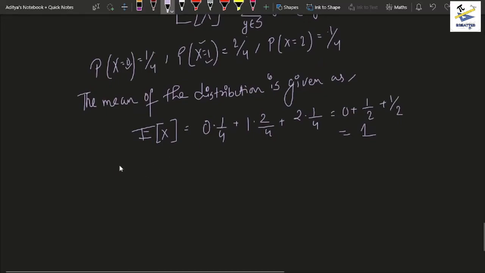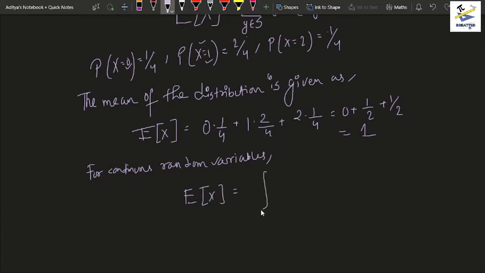In general, for continuous random variables, which we shall learn later, those are topics that would require a lot of calculus actually. For continuous random variables, we have E of x equals the integral from minus infinity to plus infinity of x times f of x dx, where obviously f of x is the PDF, or the probability density function, in case of continuous random variables.